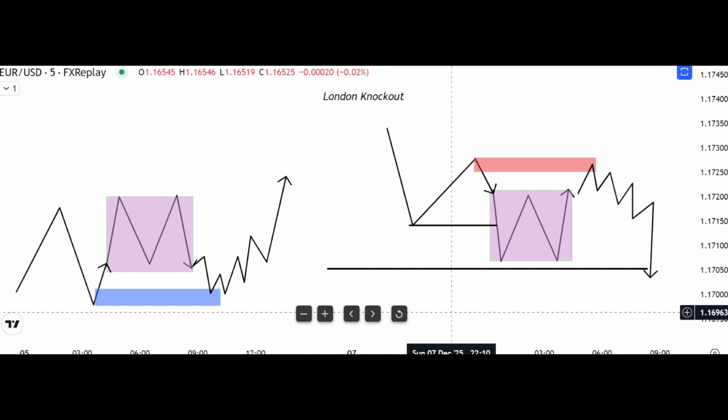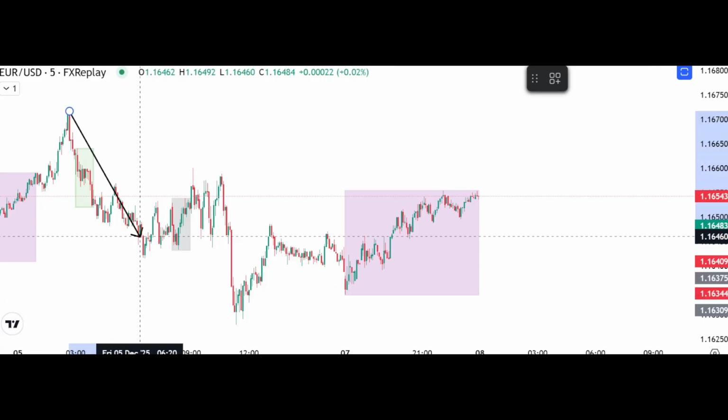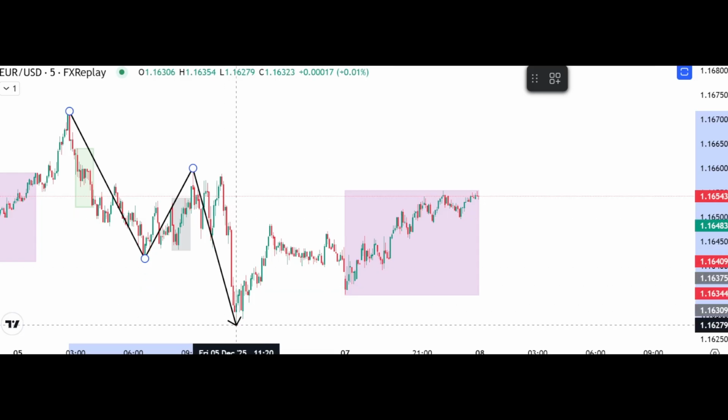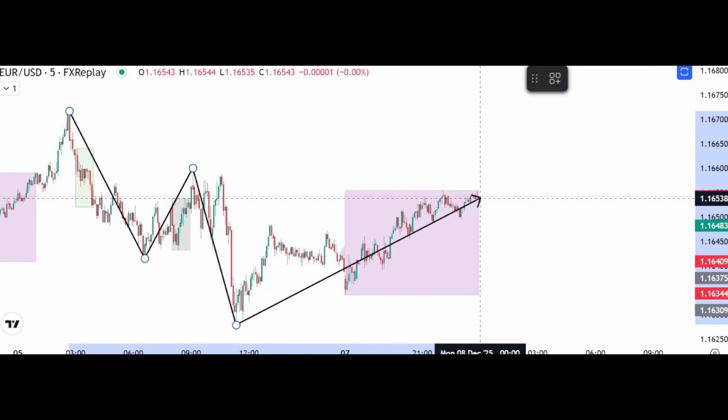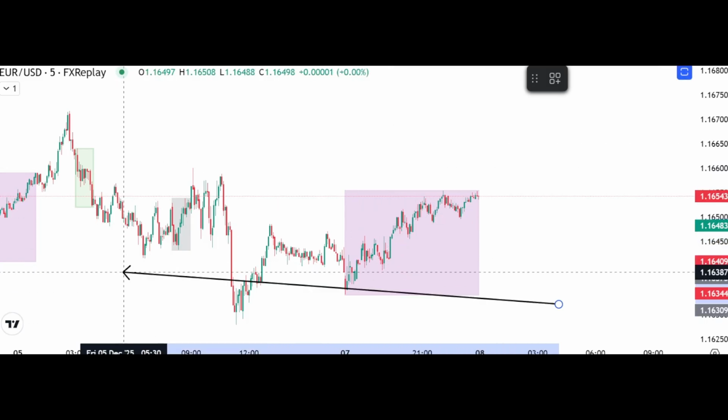Let me show you an example. Before the day starts, look to the left. You will see something like this. This is a high, this is a low, this is a lower high, then this is a lower low. As you can see, price is pulling back or retracing. Price would retrace. We need to find a point of interest.